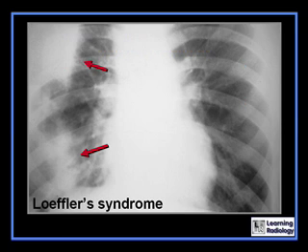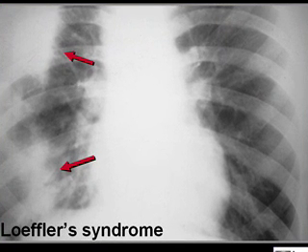This is an example of Loeffler syndrome. The red arrows are pointing to airspace opacities which are arranged along the lateral chest wall, sparing the hilar regions and affecting the outer aspect of the lung, the reverse of pulmonary edema.